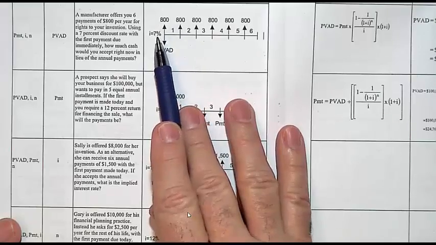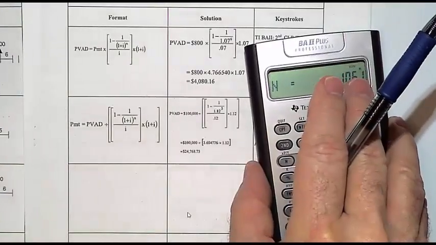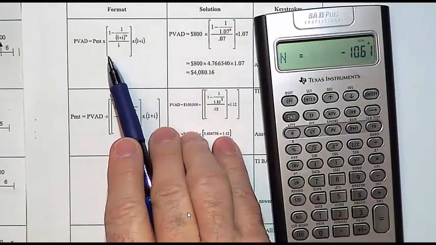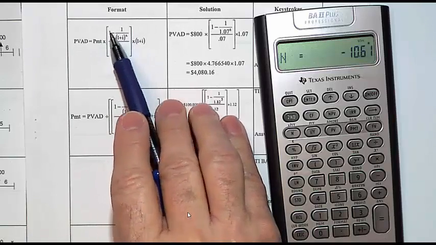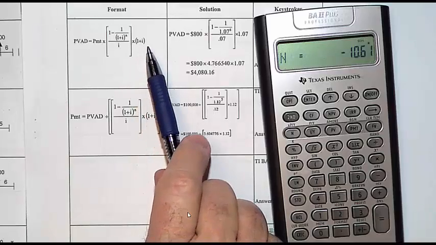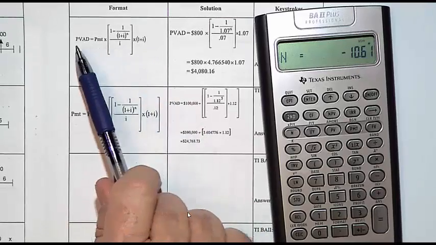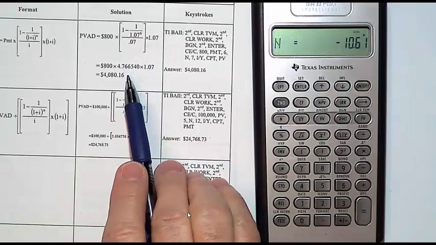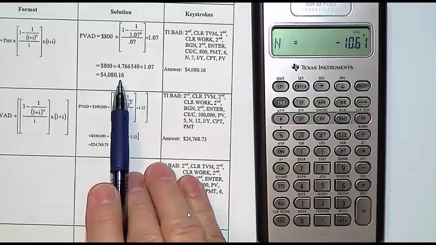Well, it's 7%. So let's show the formula. Here's the present value of an annuity formula, and the formula for a factor for present value of an annuity is this part in the brackets. And then it has to be adjusted to consider the fact that this is an annuity due, not an annuity. So this is the format. If we plug the numbers in, it would look like this. And we'd calculate $4,080.16.